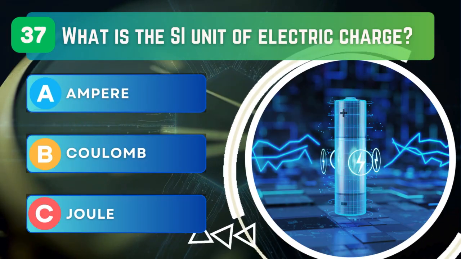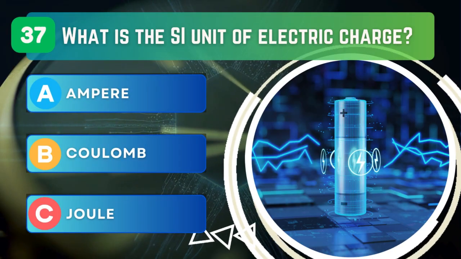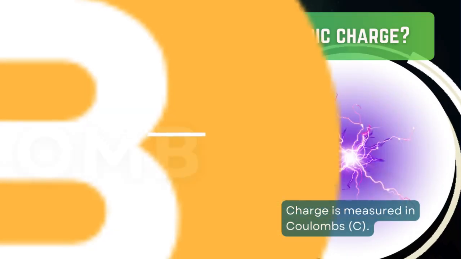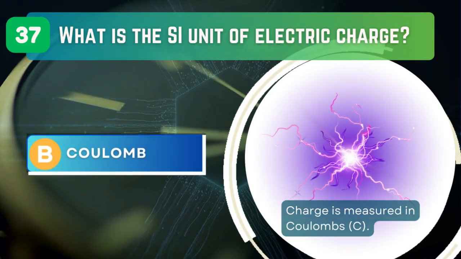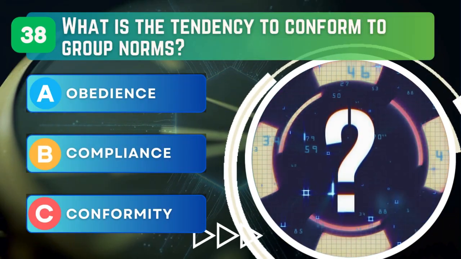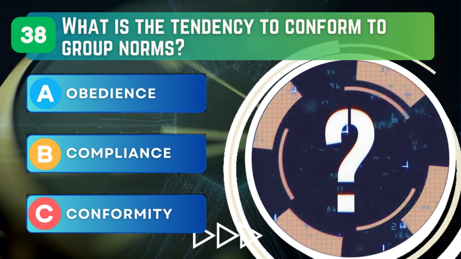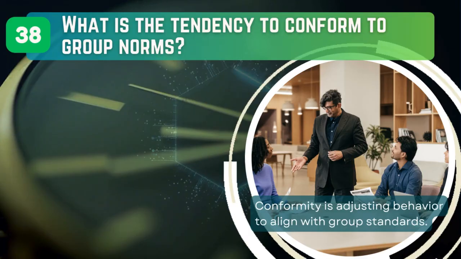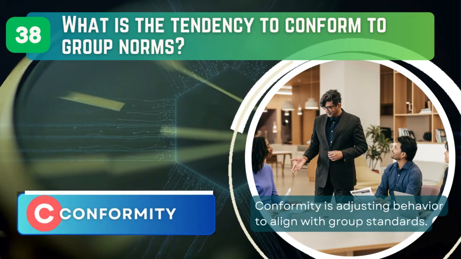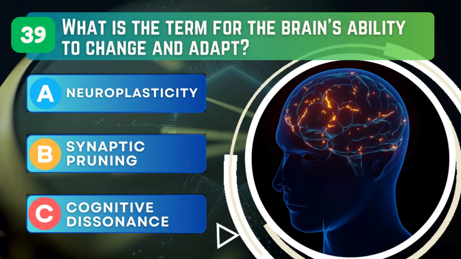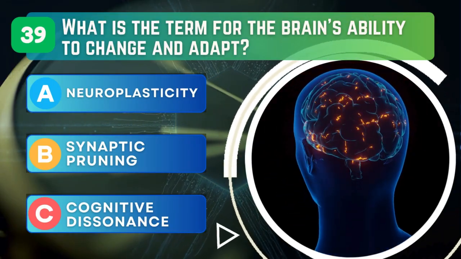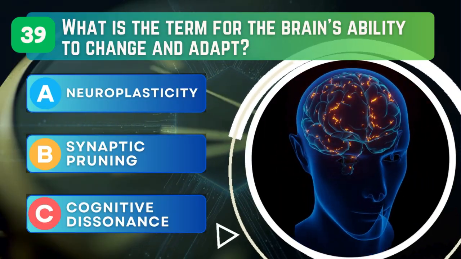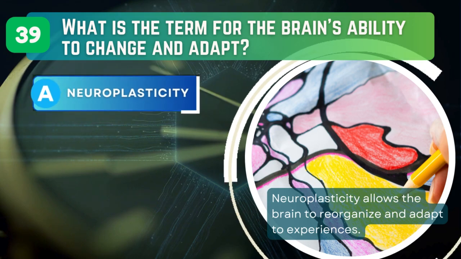What is the C unit of electric charge? Coulomb. What is the tendency to conform to group norms? Conformity. What is the term for the brain's ability to change and adapt? Neuroplasticity.